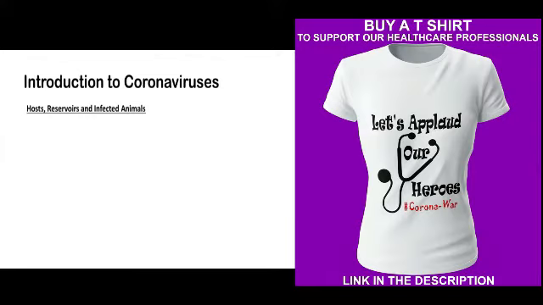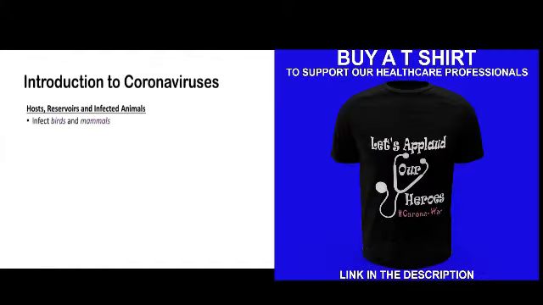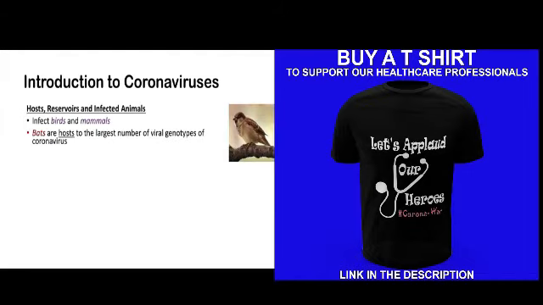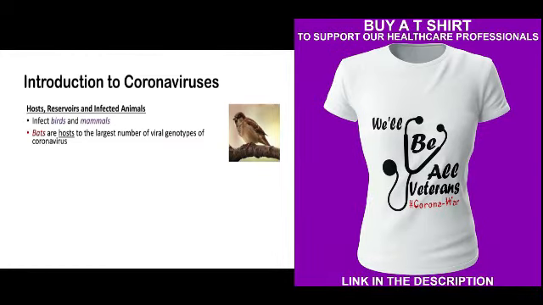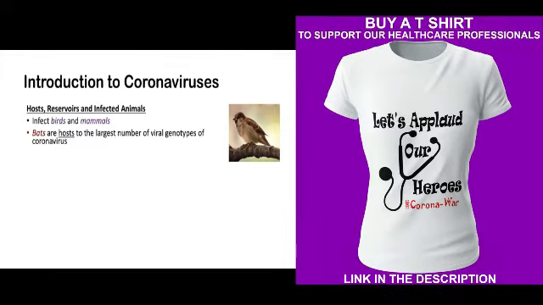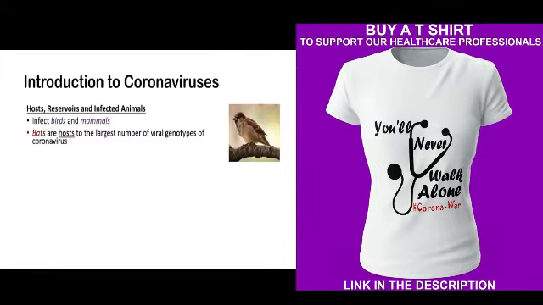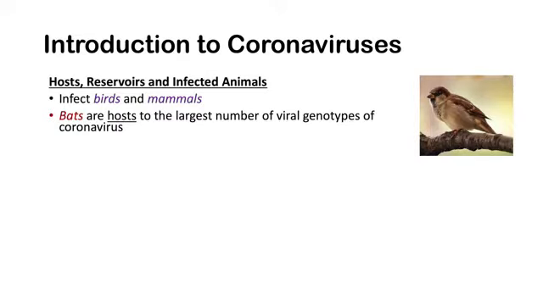So what are some of the hosts and reservoirs of these viruses, and what animals are infected by these viruses? Coronaviruses infect both birds and mammals, but bats are hosts to the largest number of viral genotypes of coronavirus. So they act more as hosts. They don't necessarily become infected with these viruses. They become hosts to a large number of viral genotypes of coronavirus. So their immune system is able to suppress a lot of these viruses, and they simply act as hosts, but they can transmit these viruses to other birds and mammals.